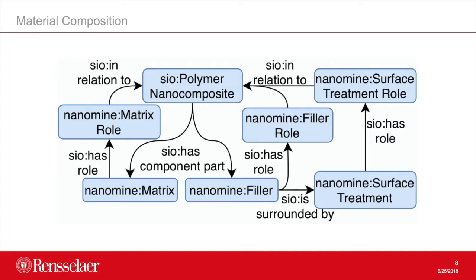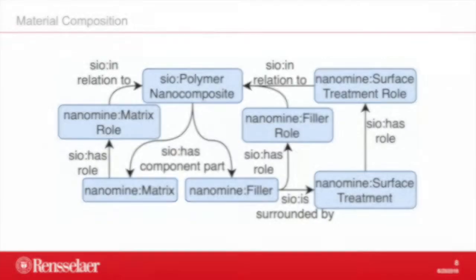It's also really important to know what kind of raisins you're putting in your pudding. So we provide the ability to say that a polymer nanocomposite has component parts of both a matrix and a filler. We give a type as the actual chemical type. So if you have titanium dioxide, that is the type of the filler. And we give them roles so that we know which is which. And fillers can also have surface treatments.